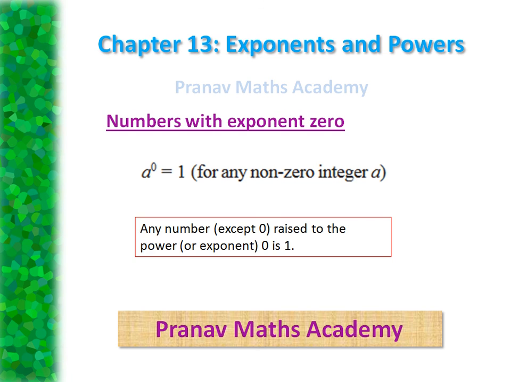Numbers with exponent 0. If any number is raised to the power 0, then it is equivalent to 1.